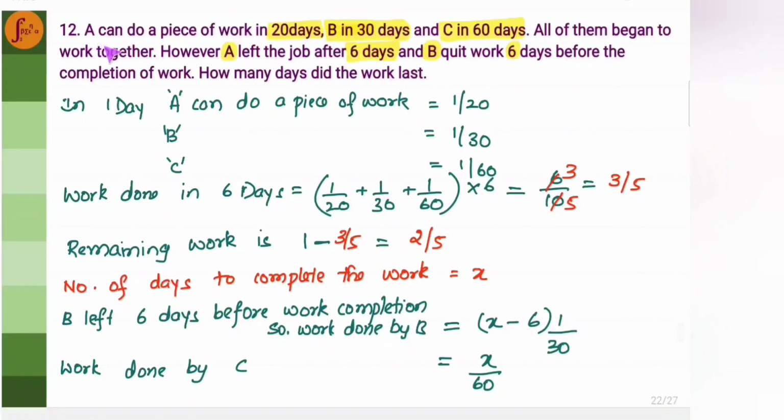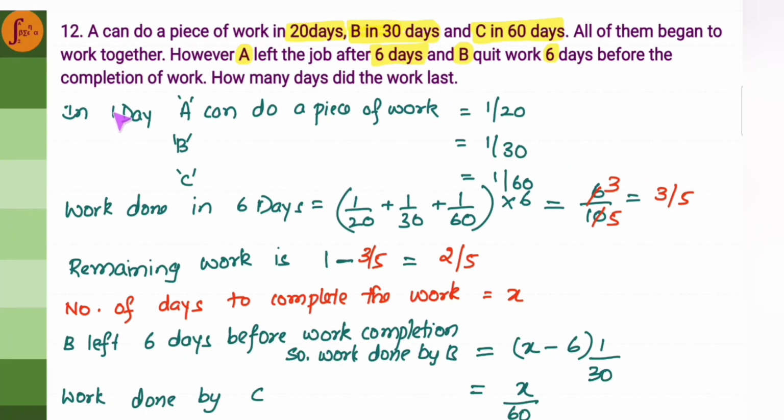Now another problem. A can do a piece of work in 20 days. B can do it in 30 days, and C in 60 days. All of them began to work together. A left the job after 6 days, and B quit the work 6 days before the completion of work. How many days did the work last? So we'll have to again find how much work is done in one day.